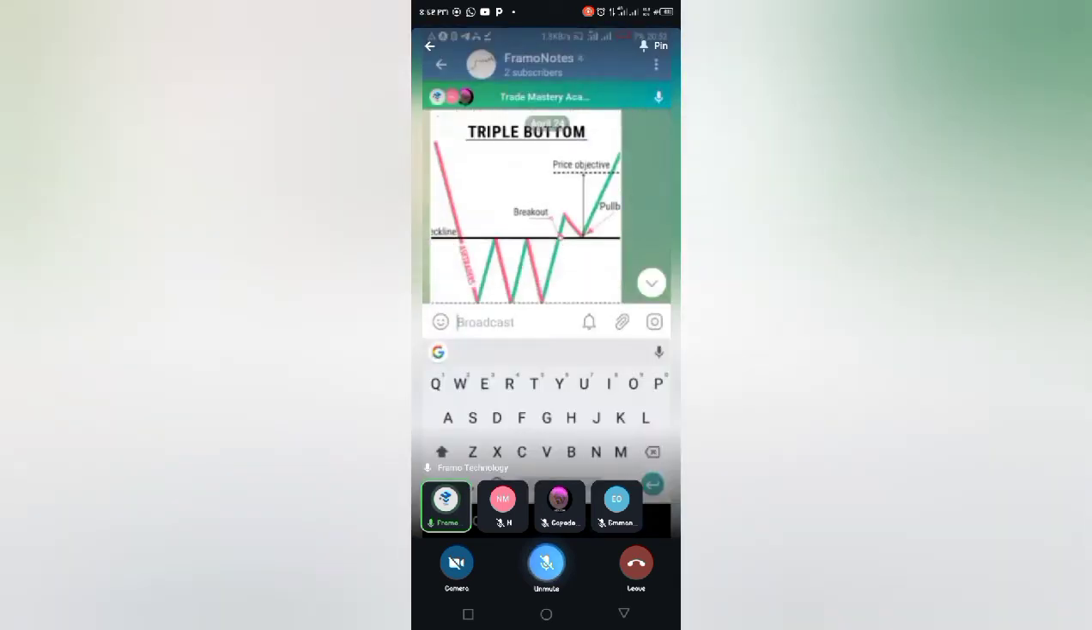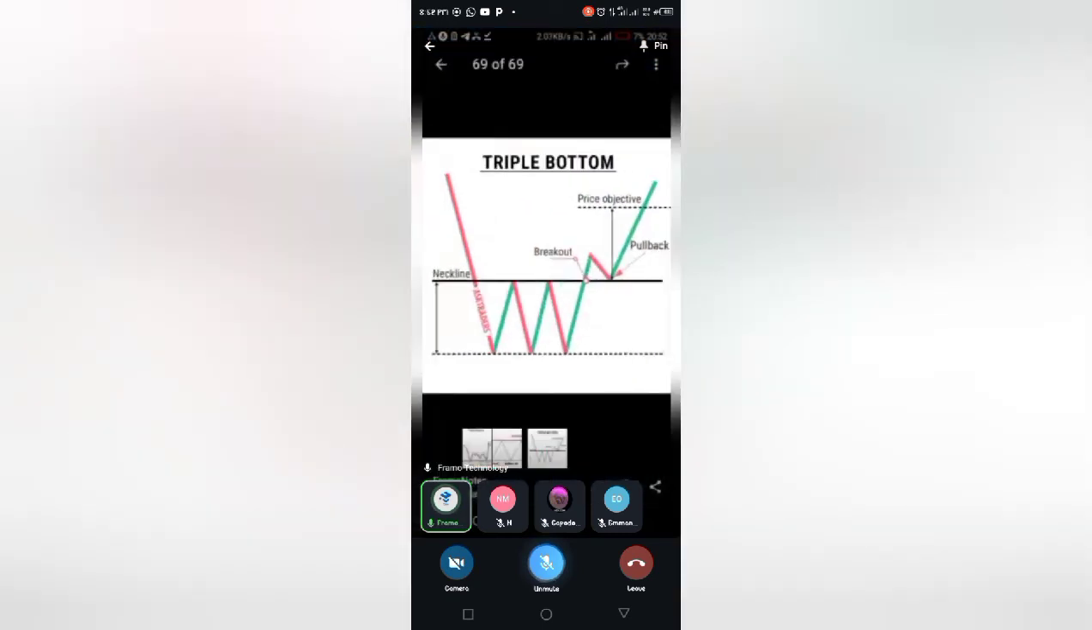Okay, so this is an image explaining the triple bottom. You have your neckline, you have your troughs, you have your entry, you have your breakout, the retracement or pullback, then your take profit. I hope that one is also okay.